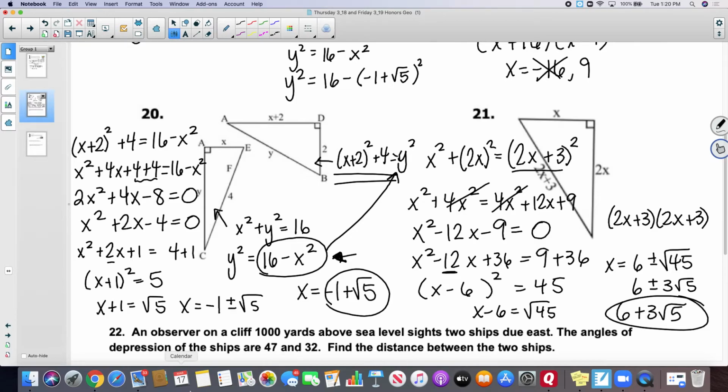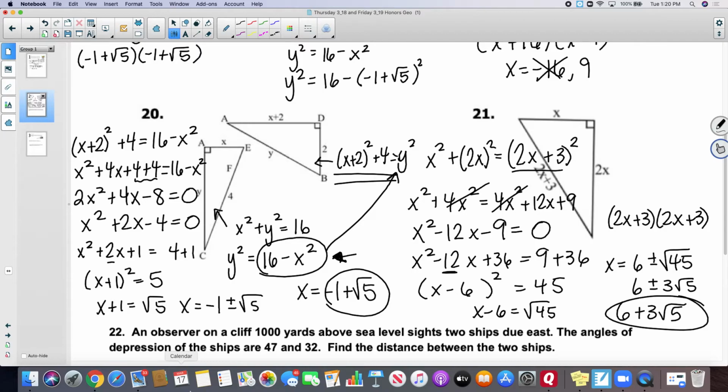Negative 1 plus the square root of 5 is a binomial. So in order to square that, you have to write it down twice and FOIL it. So I'm going to say negative 1 plus the square root of 5 times negative 1 plus the square root of 5. And I'm going to FOIL this.